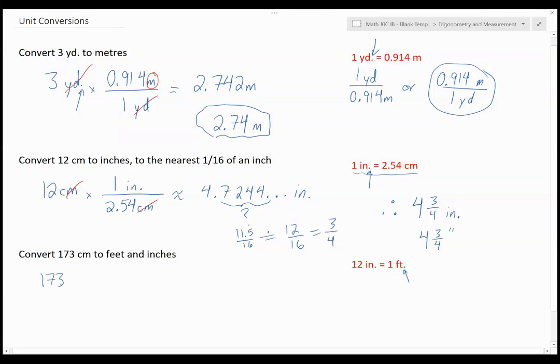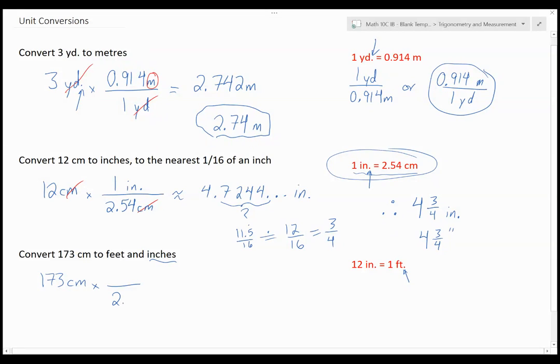So 173 centimeters. And I know that there are 12 inches in 1 foot. Well, hold up. I don't actually have inches here. I have centimeters. So that's where I'm going to use this conversion from before. I don't have a conversion here for centimeters directly into feet, but I am going to convert it into inches to start.